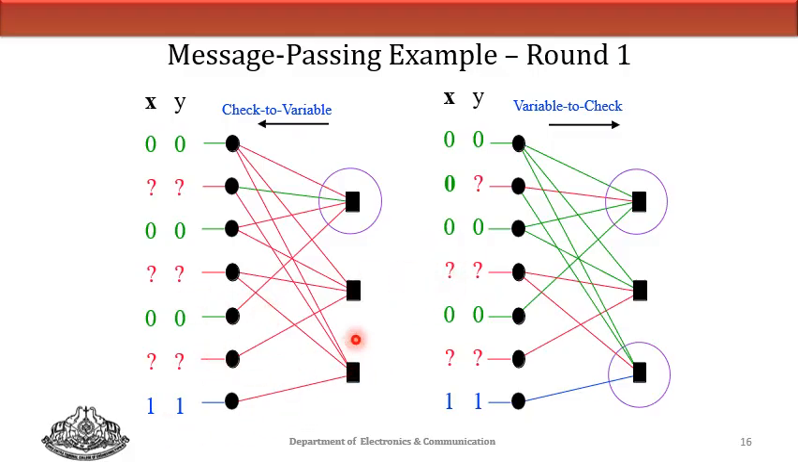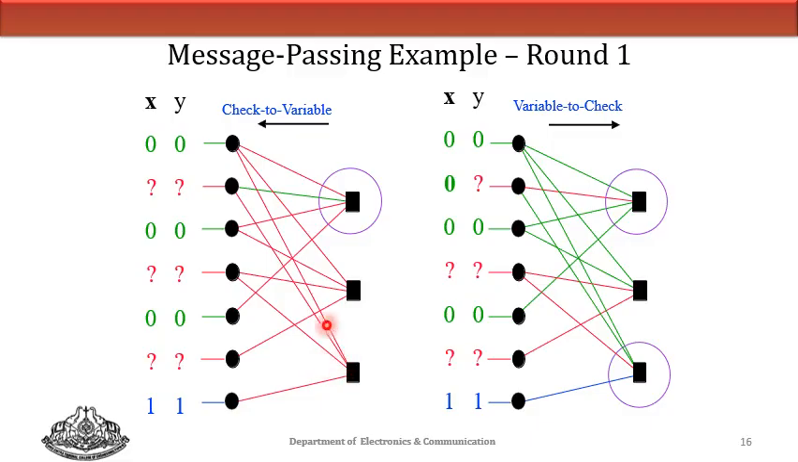And when you try to compute the message from the third check node, this connection is having 0 value. This connection was erased initially in round 1, and remember these check nodes are doing this in parallel. So you have to consider this value as erasure only. This is also erasure. This is one. So two erasures are there.